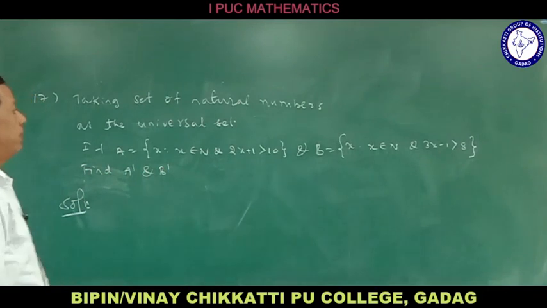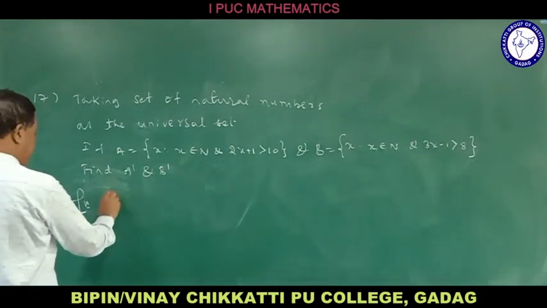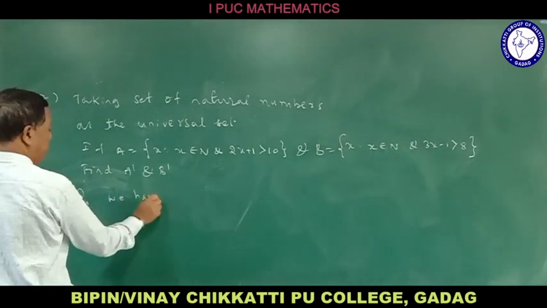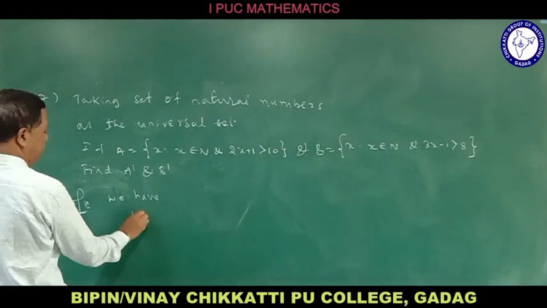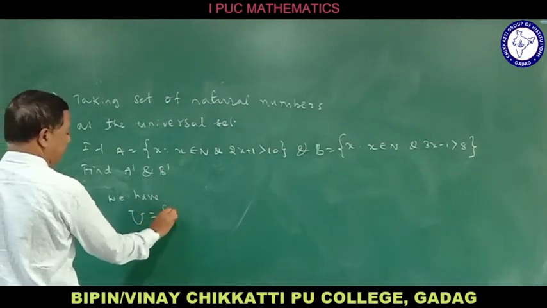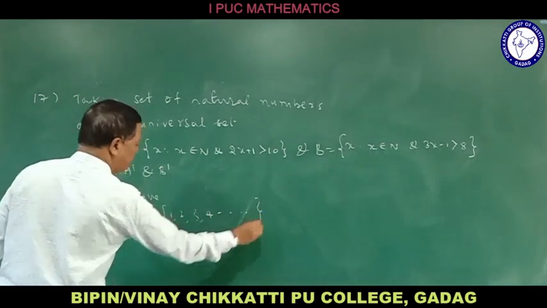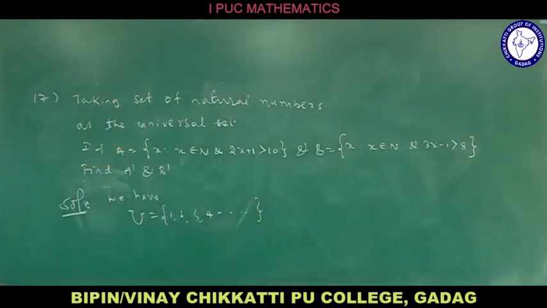That is complement of A and complement of B. For that we need first, see, what is the universal set? U is a set of natural numbers: 1, 2, 3, 4. And the set of natural numbers is this. This is given, U, the universal set.